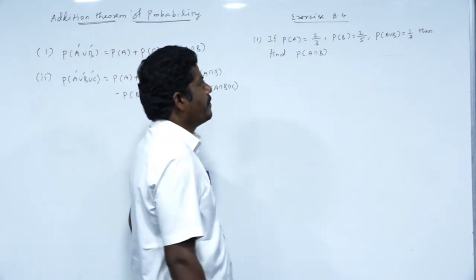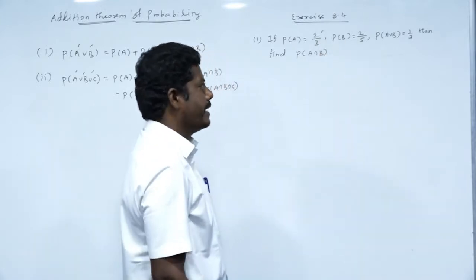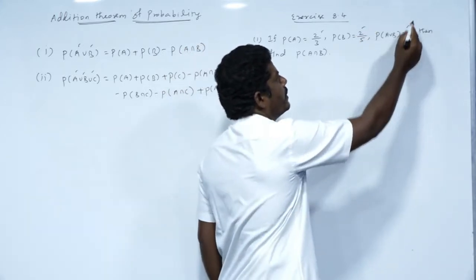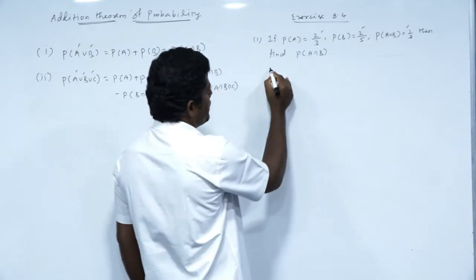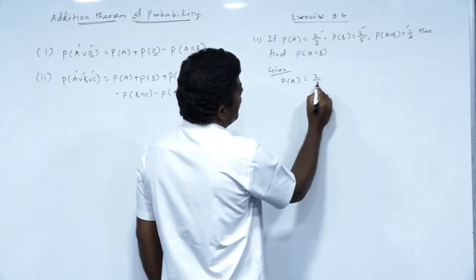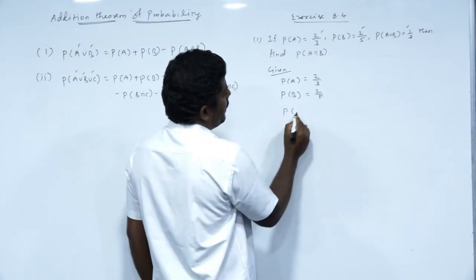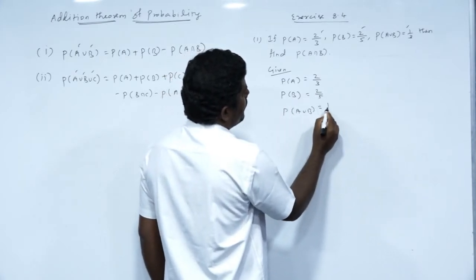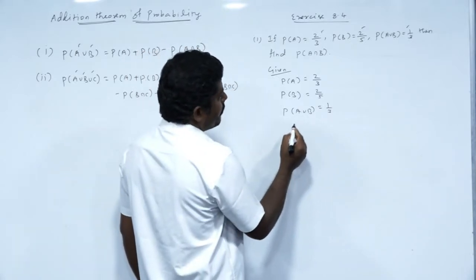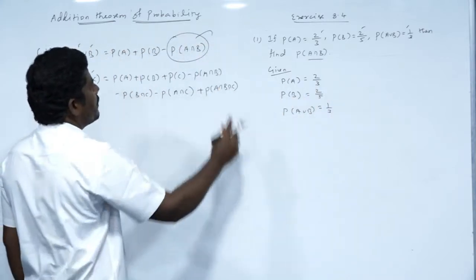Exercise 8.4, first question. If P of A is equal to 2 divided by 3, probability of B is 2 divided by 5, and probability of A union B is equal to 1 divided by 3. So we take the given first. Understand, my dear students? Now we know the formula. We want to find out probability of A intersection B.